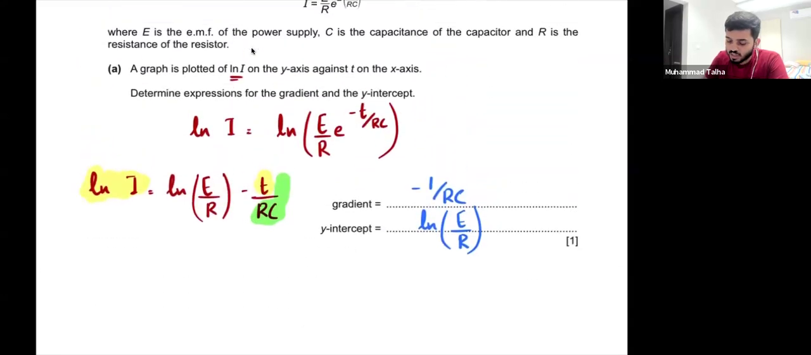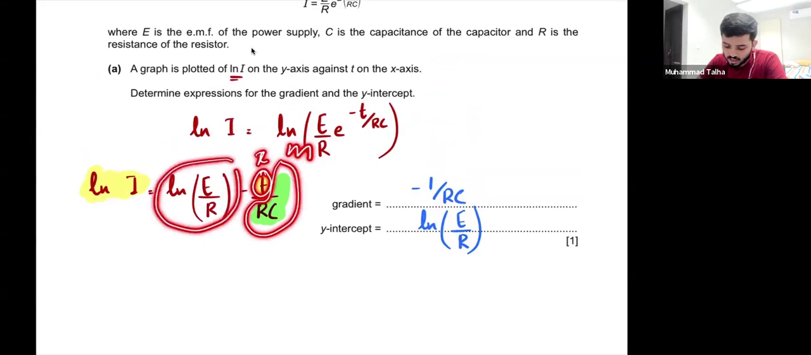Negative 1 over rc was the gradient, because if this is your x, then by the straight line equation, whatever is with the x is m, the gradient, right? And this is basically rc, the y-intercept.